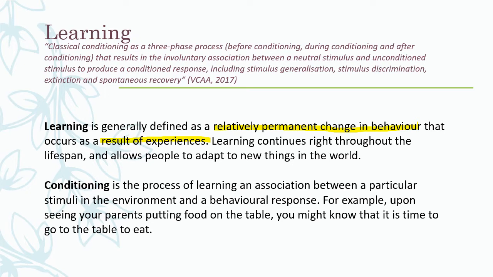Conditioning, on the other hand, is the process of learning an association between stimuli in the environment and a behavioral response. So this will apply to both operant and classical conditioning. For example, seeing your parents putting food on the table, you might know that it's time to go eat.